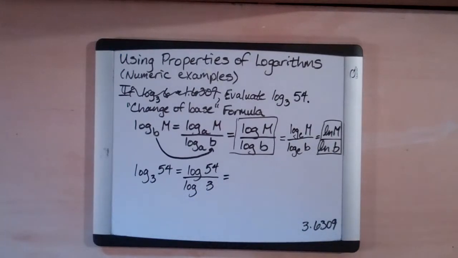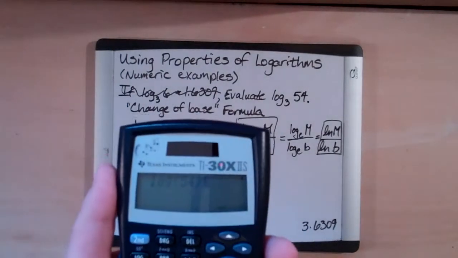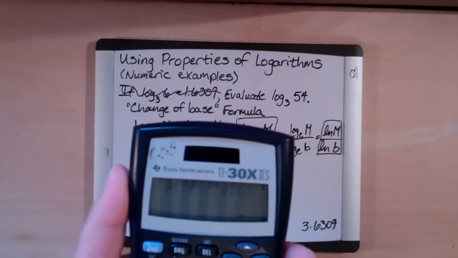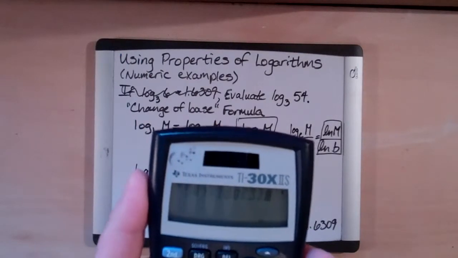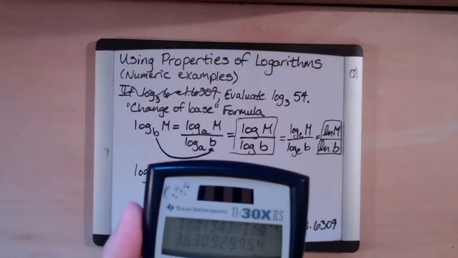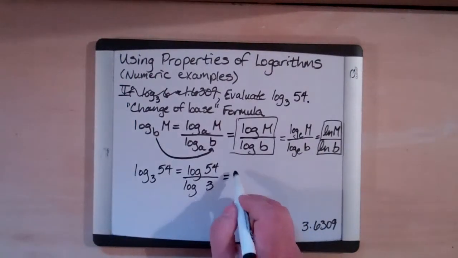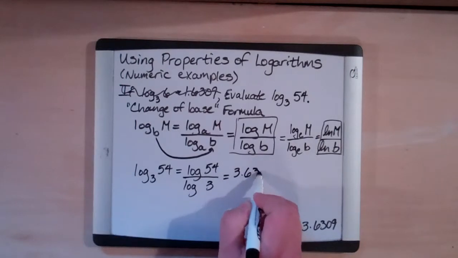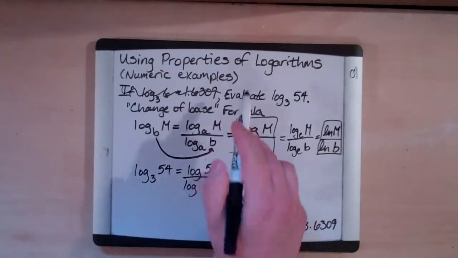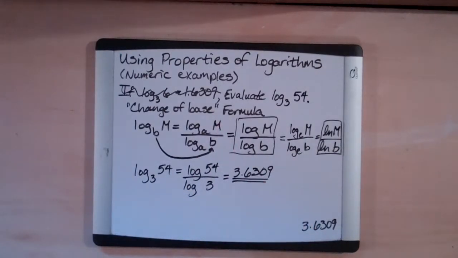And if you plug that in your calculator, we'll do log 54 divided by log 3, close the parentheses, equals 3.6309, just like we were expecting. So we can get the answer using properties of logarithms and the change of base formula.